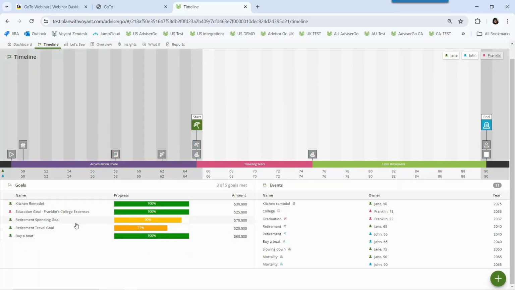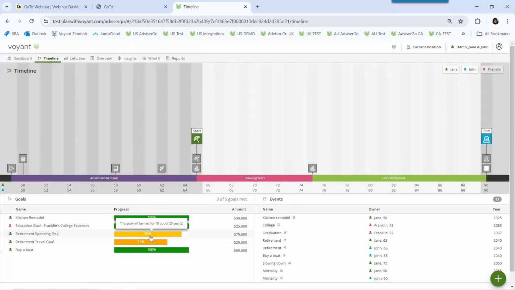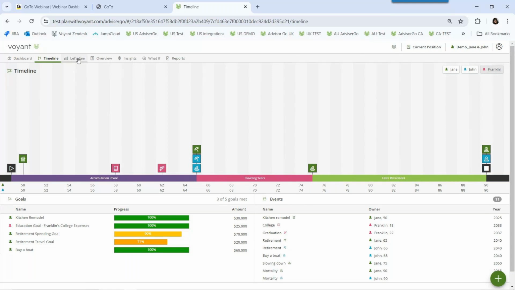So currently, in their current position without any additional planning, they are looking like they would be able to achieve about 90% of their spending goals in retirement and about 71% of their travel goals. Moving next over to the Let's See screen, let's go first to our single chart.